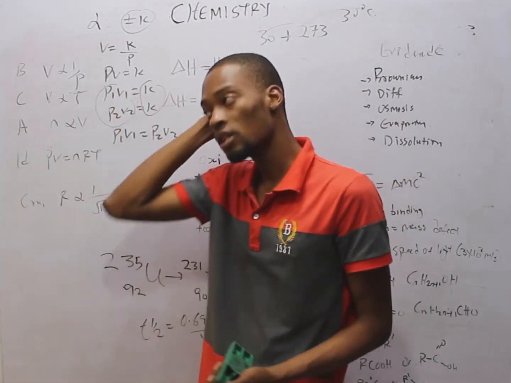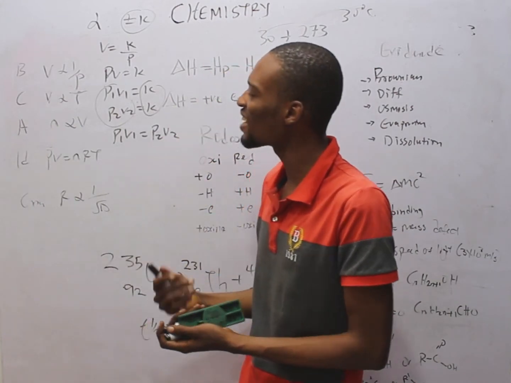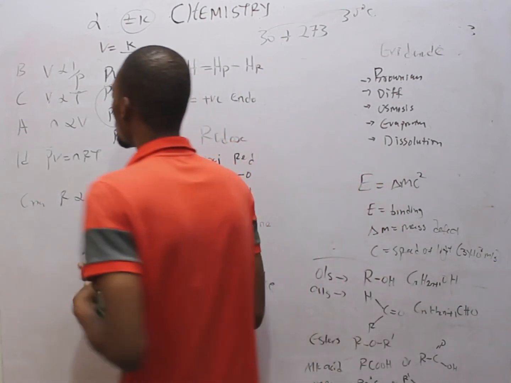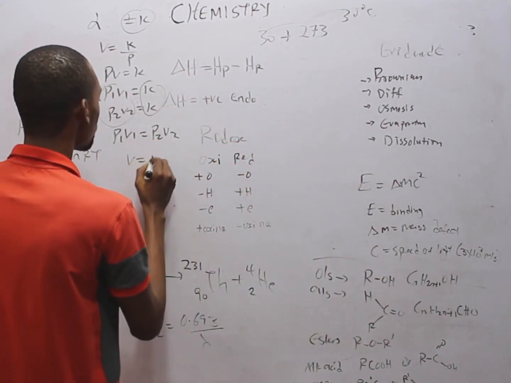While Charles's law states that the volume of a given mass of gas is directly proportional to its absolute temperature, provided pressure is constant. So similarly, V equals KT.